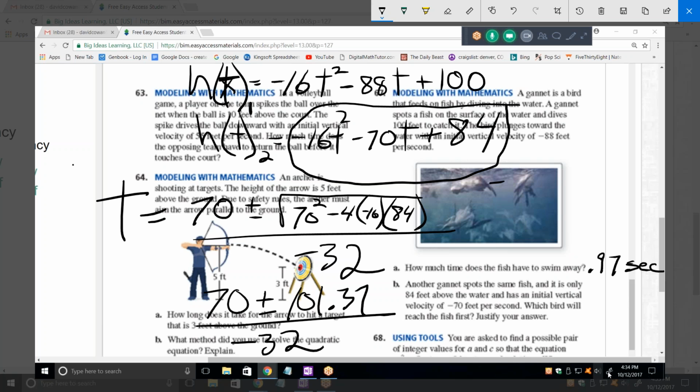It's going to be a contest. So 101.37 minus 70. Okay, so, wait, hold on. So it is 70 minus 101.37, right? This is negative 31.37. Okay. Negative 31.37 divided by negative 32. What's that?